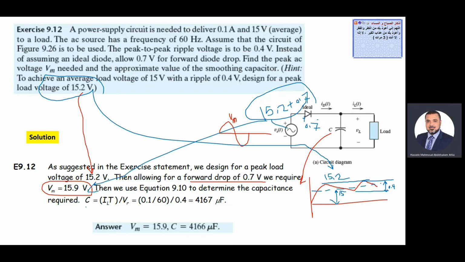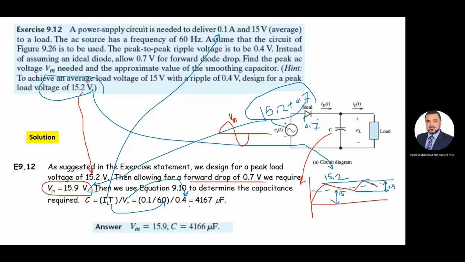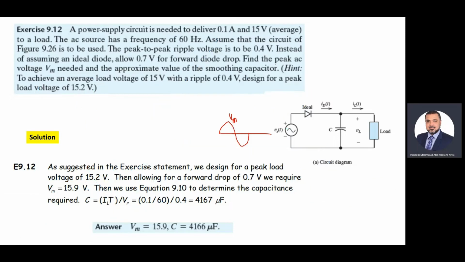In this case, we can calculate C as IL times T over VR. IL is given here. T is 1 over 60. So we need to find the peak input voltage. The peak input voltage is 15.9, as we calculated.